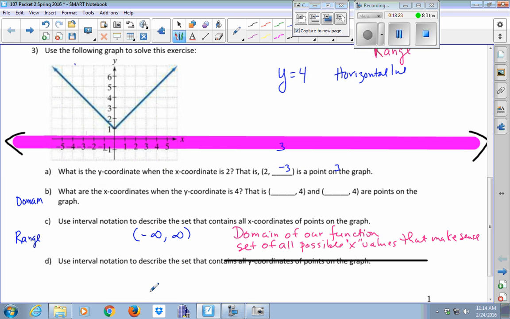Oops, I wrote it in the wrong spot. I just wrote these two things in the wrong spot. This is domain here. This is domain. Get back to blue.